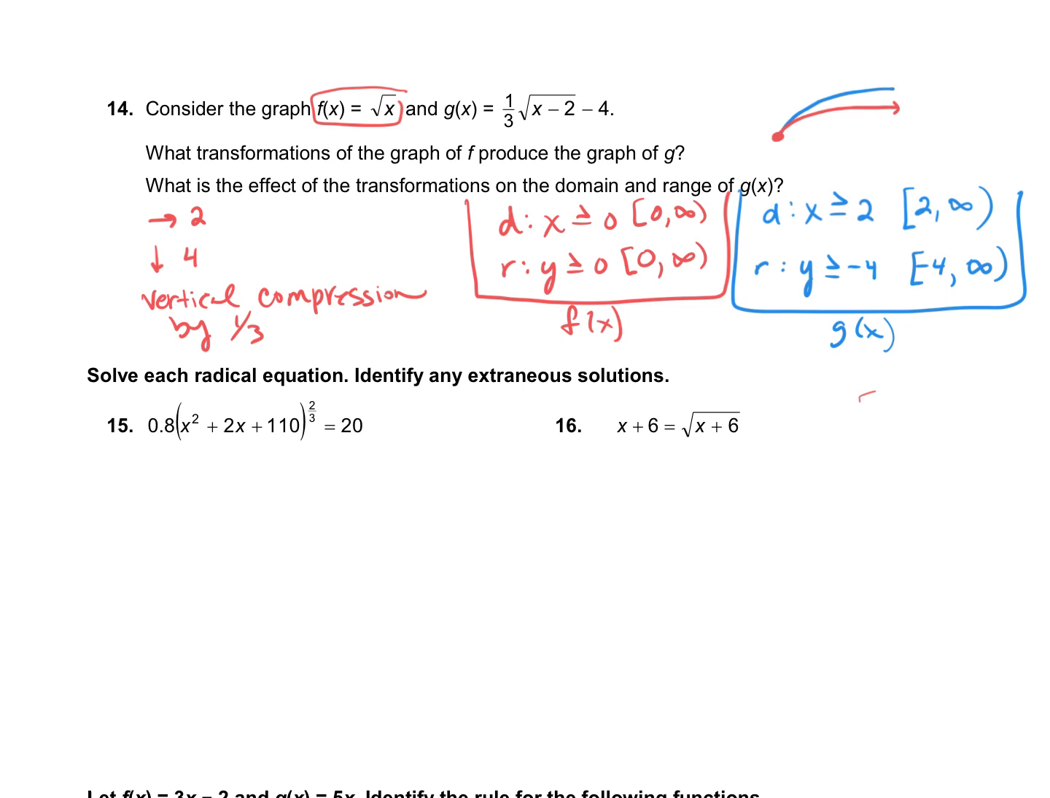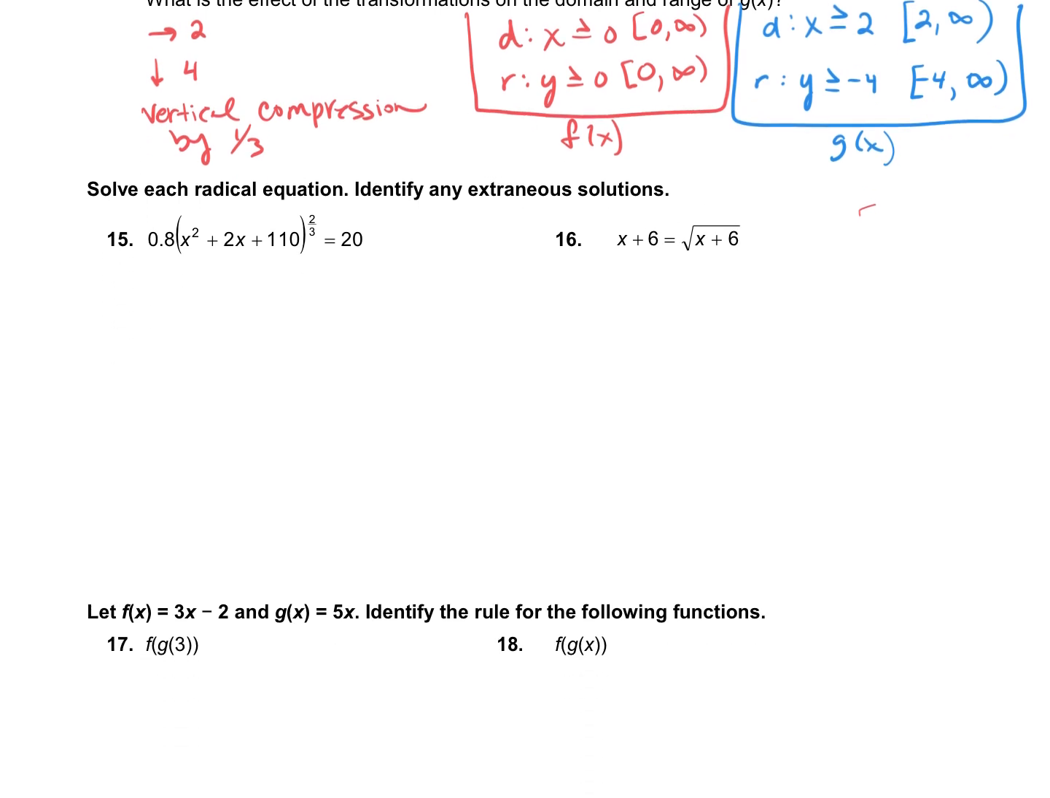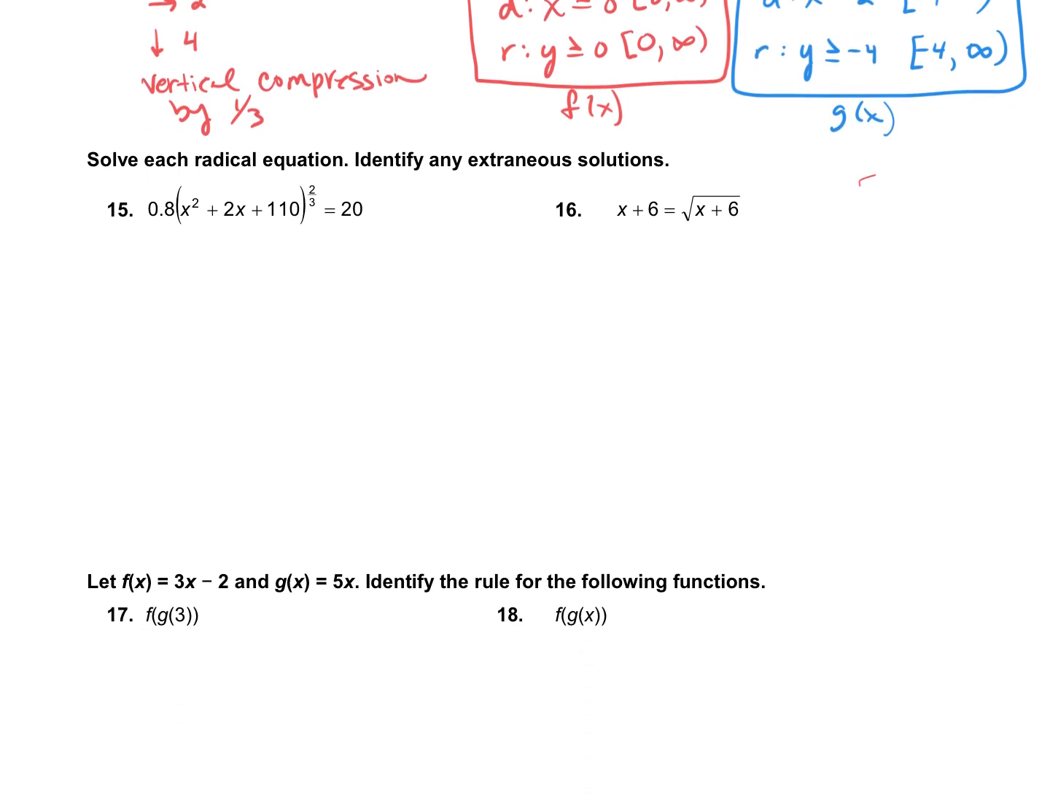All right, now let's get into some equation solving. Solve each radical equation and identify any extraneous solutions. Remember, an extraneous solution is a solution we find, and when we plug it back in, it does not work out. It is a false solution.